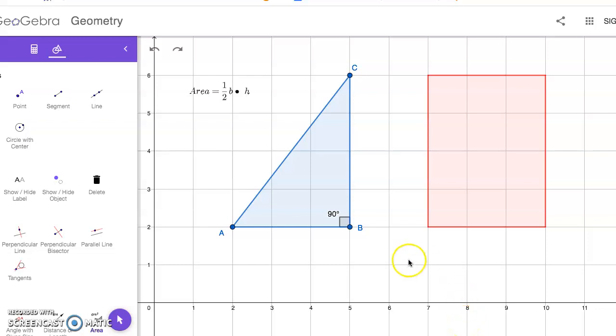Hey guys, I wanted to take a moment here in this video to talk about where we get this formula for the area of a triangle: 1/2 base times height, or base times height divided by 2.